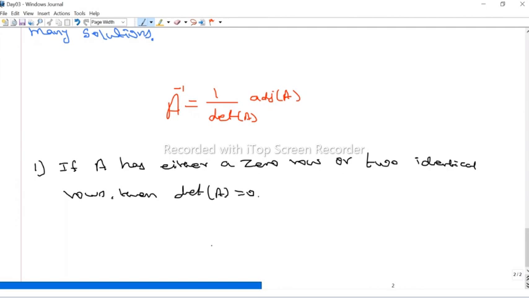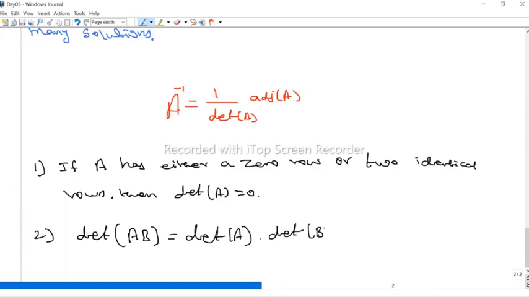Suppose we take the determinant of the product of two matrices, that is determinant of A into B, where both A and B are square n by n matrices. Then the determinant of AB equals determinant of A into determinant of B. It is a very important property, but the sum is not true. That is, the determinant of A plus B need not be equal to determinant of A plus determinant of B.